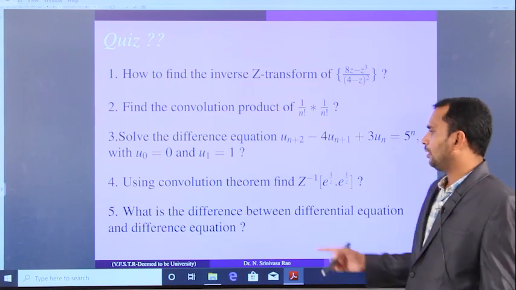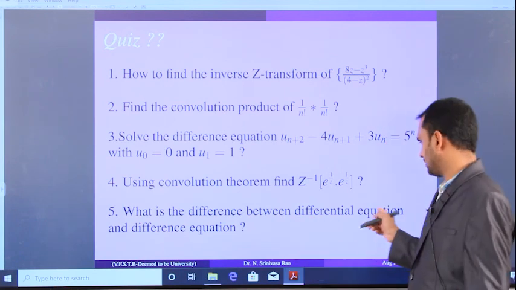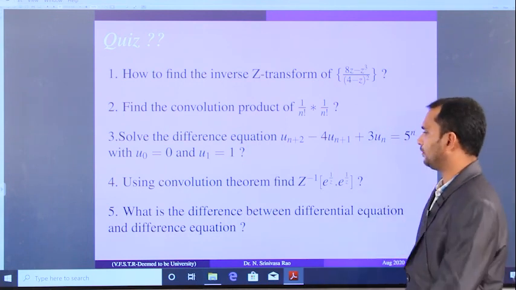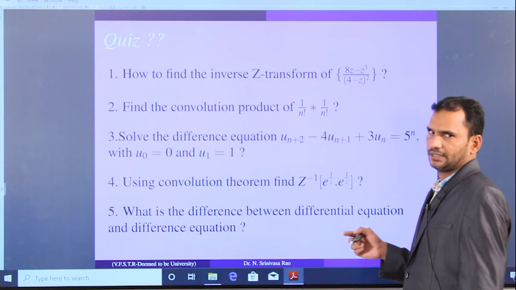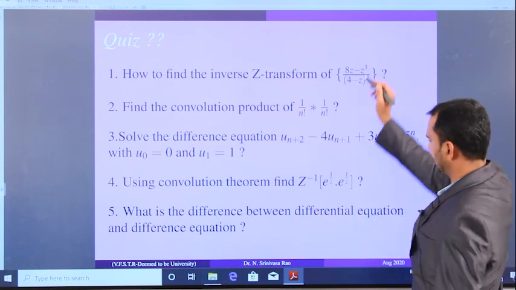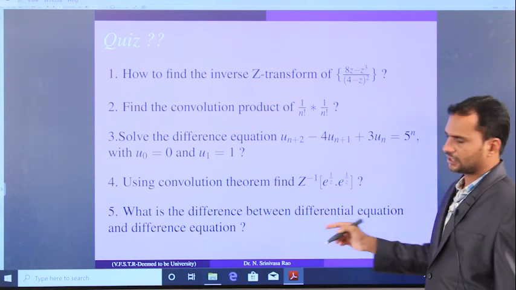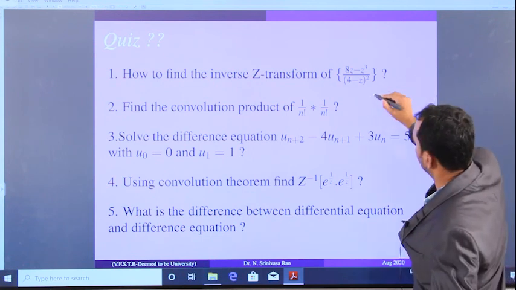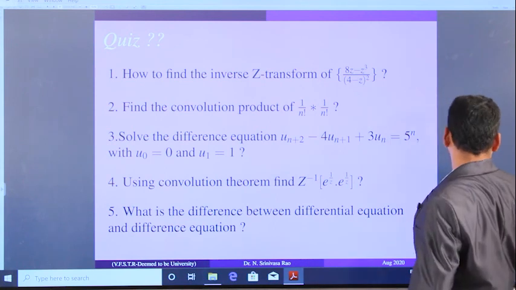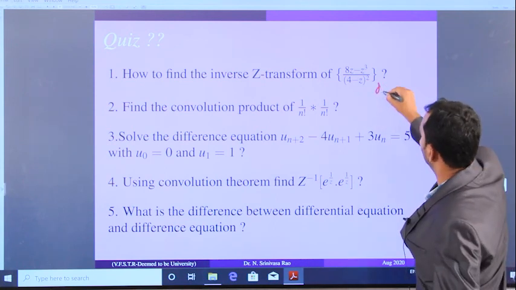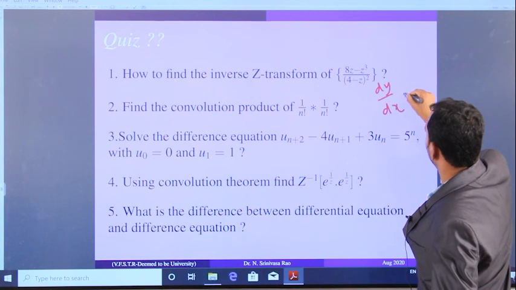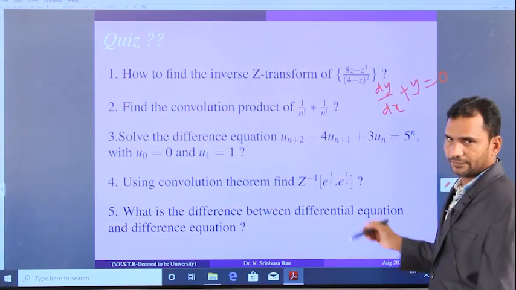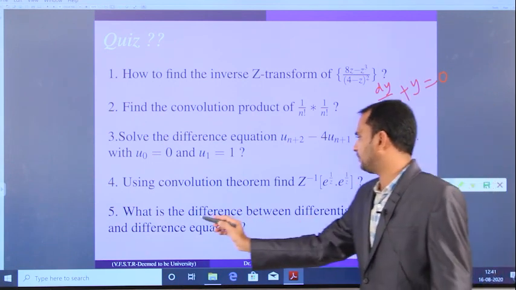Now look at the next one. What is the difference between a differential equation and a difference equation? In the previous slide itself I have explained what a differential equation is. An equation that contains derivatives is called a differential equation. That means dy by dx plus y equal to 0 is a differential equation. Now what is a difference equation?